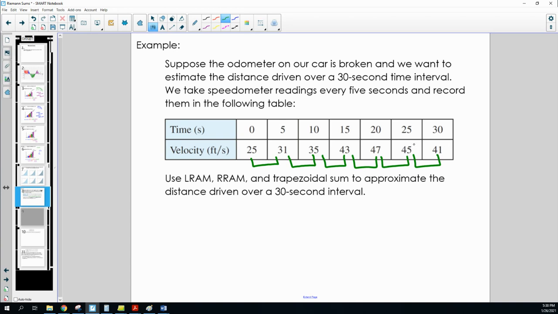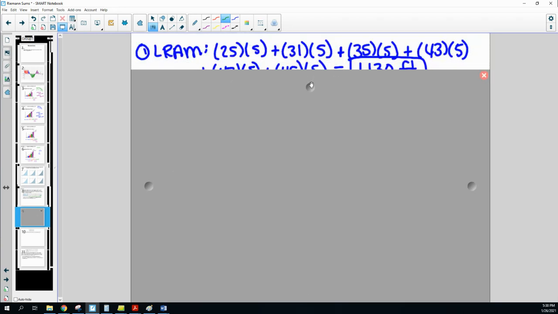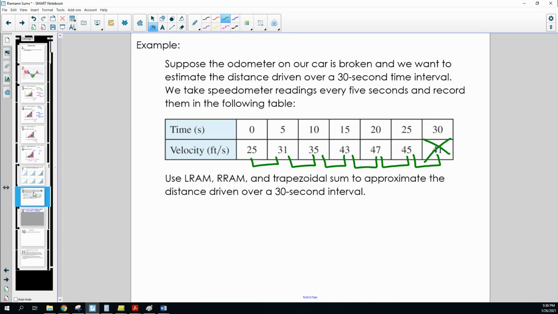And 45 to 41, we're using 45. So when we're doing a left Riemann sum, we're not using that last rightmost height value. So I'm just going to go over here and drag this down a little bit. Okay, so here's our LRAM. So we use the 25, the 31, the 35, the 43, the 47, and the 45. We did not use the 41. And they're all multiplied by 5 because the difference between the times each time was 5.